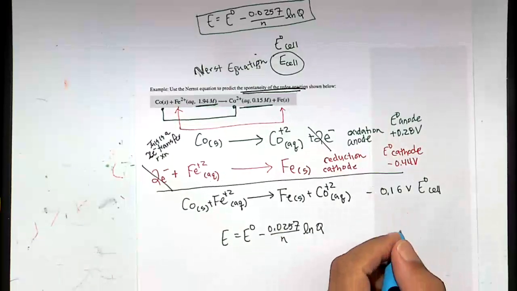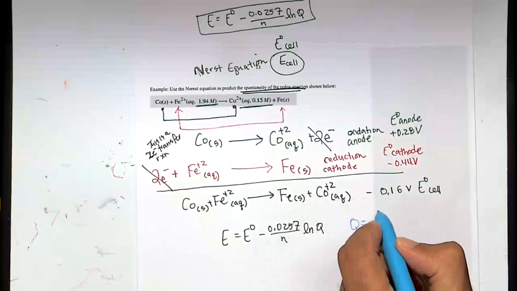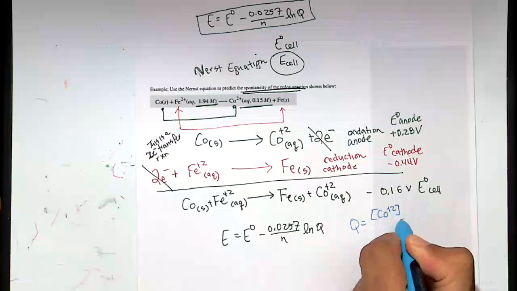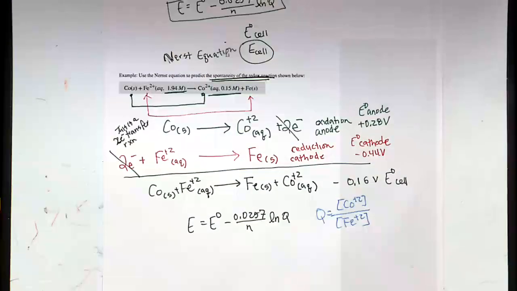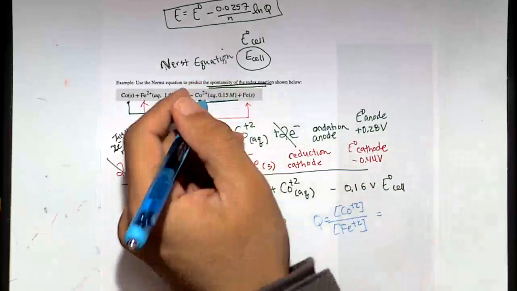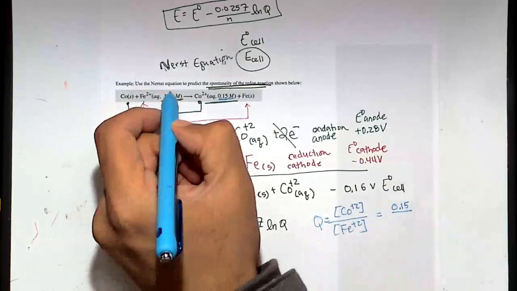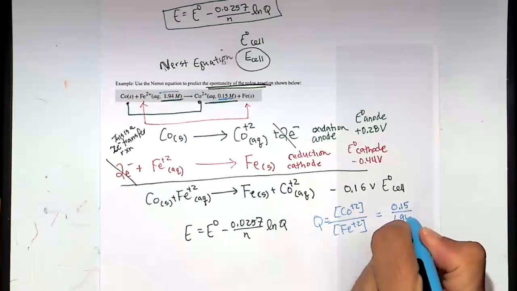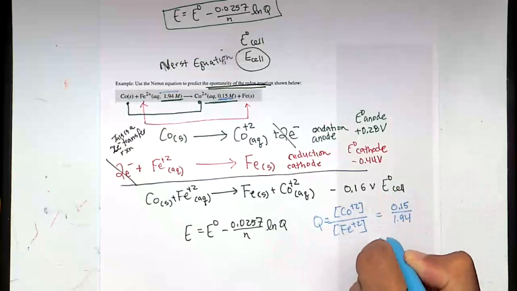Okay, let's figure out Q now. Q is going to be products over reactants, no solids. So it's going to be the Co plus 2 concentration divided by the Fe plus 2 concentration. Cobalt plus 2, what do we have here? We have 0.15 big M, moles per liter. Fe plus 2, we have 1.94 moles per liter. So what's 0.15 divided by 1.94? How about 0.0773? I'll put some extra digits here.